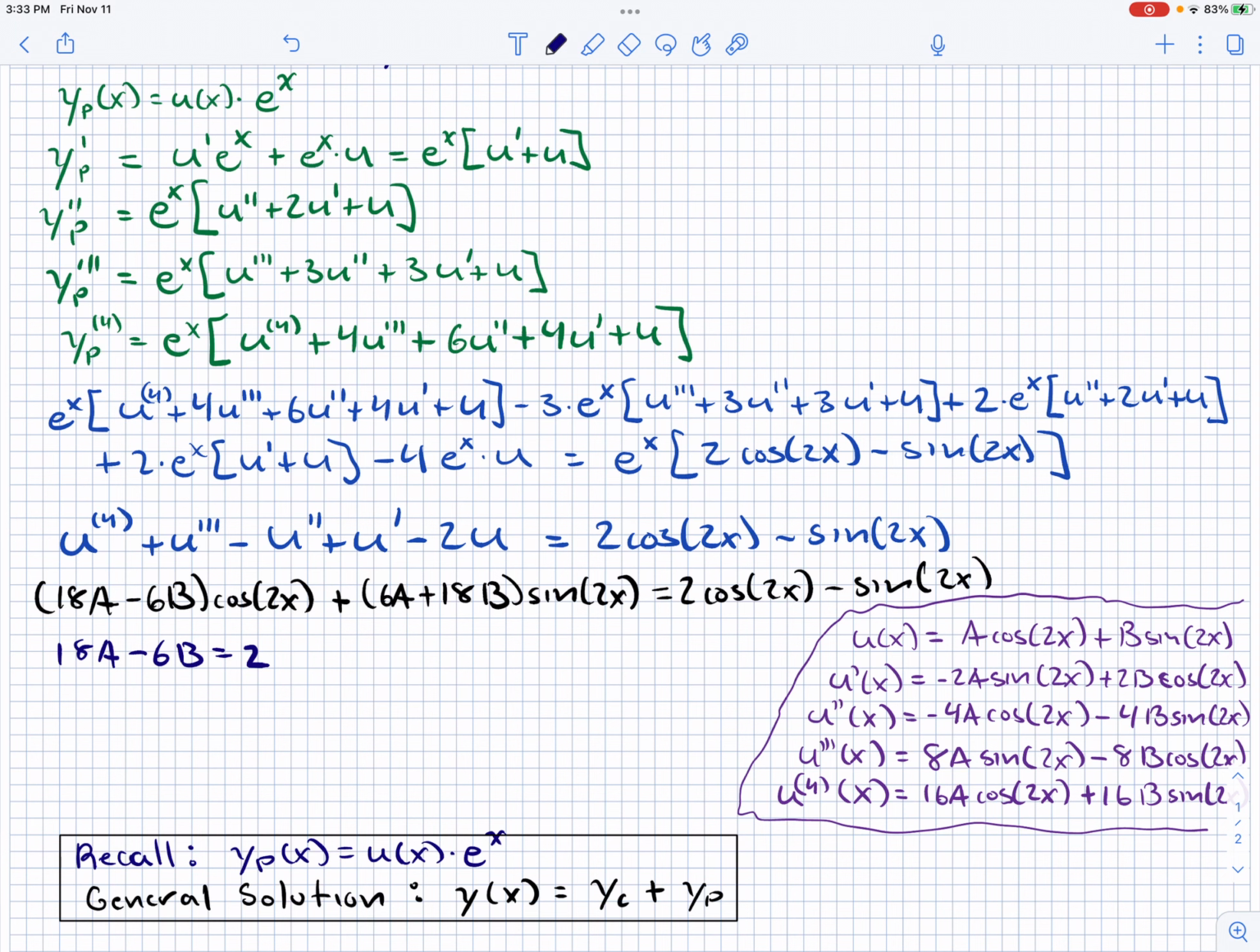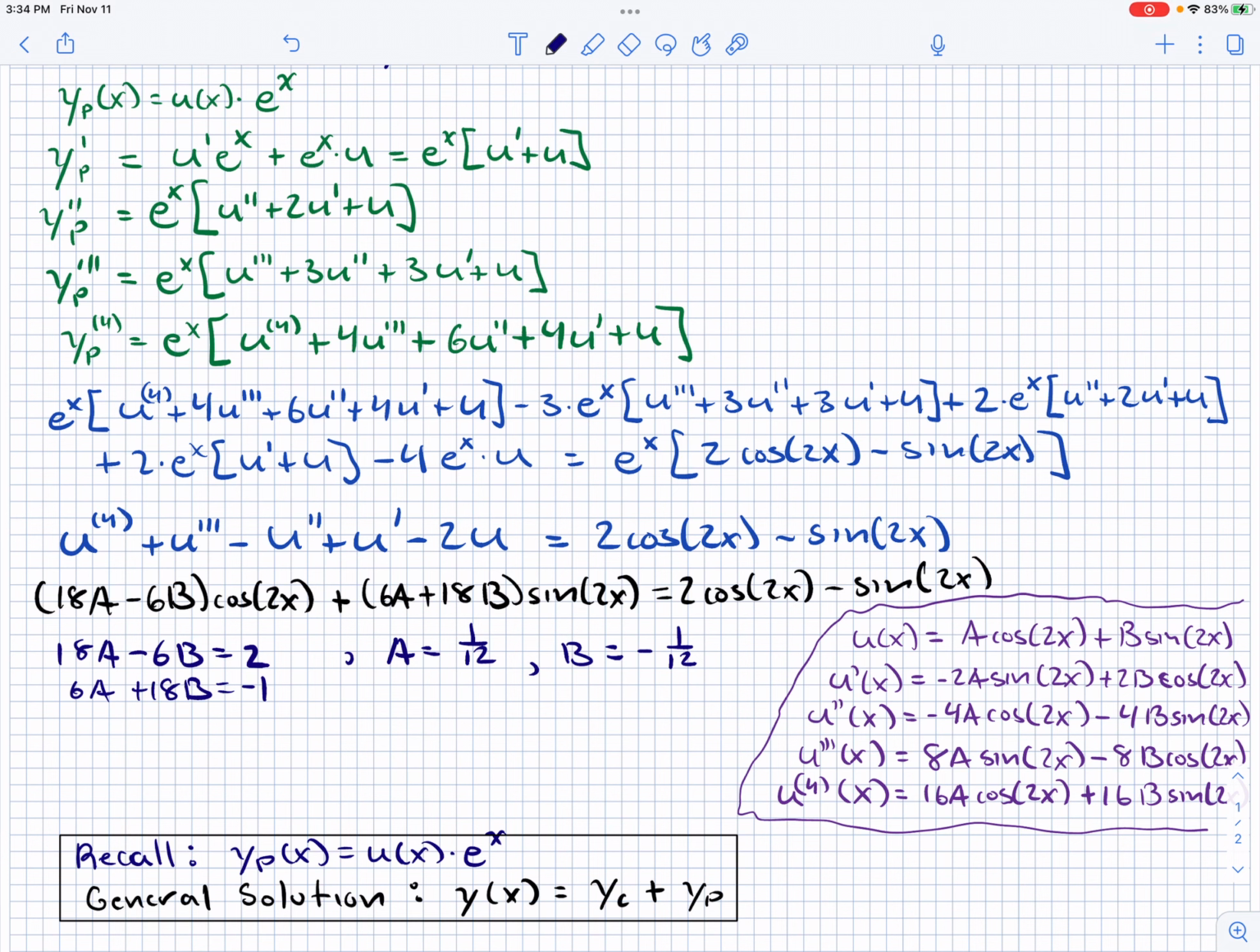And then similarly, 6a plus 18b is going to be equal to the coefficient in front of sine of 2x. So that's going to be 6a plus 18b being equal to -1. And again, I'm not going to do the algebra here. I'll leave that to you. I will just give you the result that a equals 1/12 and b equals -1/12.